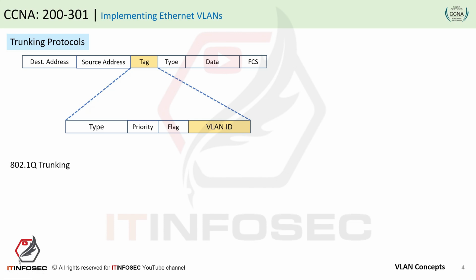Okay. For trunking protocols, two protocols are famous: ISL and 802.1q. ISL means Inter-Switch Link, and the other one is 802.1q. Cisco created ISL many years before 802.1q because the IEEE organization had not yet defined the VLAN trunking standard.